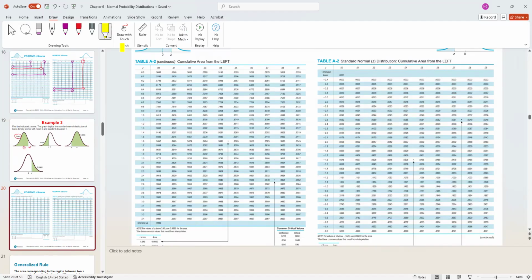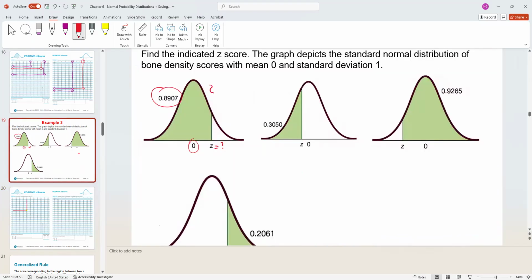I'm going to say 89. This is 89. You see? Can you see it? I'm going to erase it so to do. You see 89. This is 89. Now you can see what z gives you that probability. What z corresponds to that probability? This is it. 1.23. So z here corresponding to this probability is 1.23.